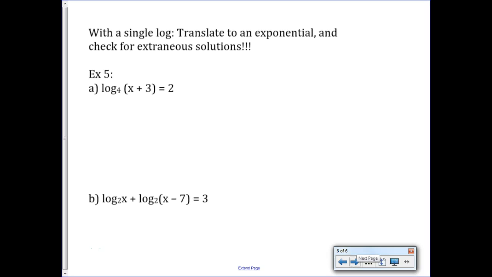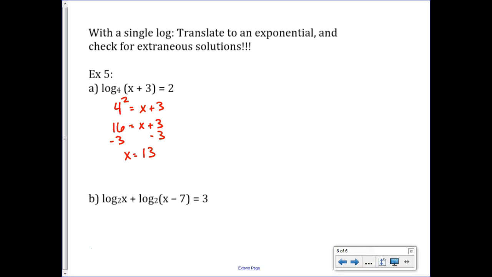Okay, when you have a single log, we have to switch it to an exponential and then check for extraneous solutions. So check for those solutions that don't work. So in this case, since my base is 4, I have 4 to the second is equal to x plus 3. That's really nice to solve now. So 4 squared is 16 is equal to x plus 3. I'm going to subtract 3 from both sides, so x equals 13.